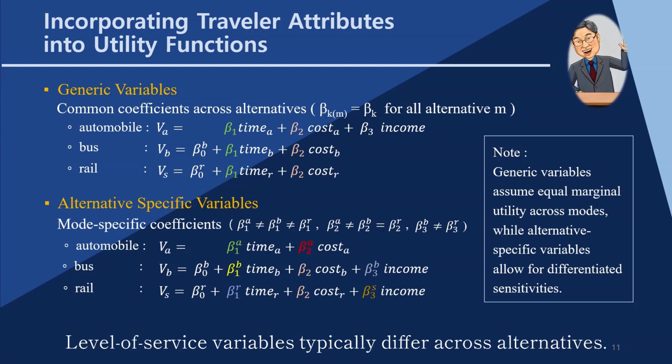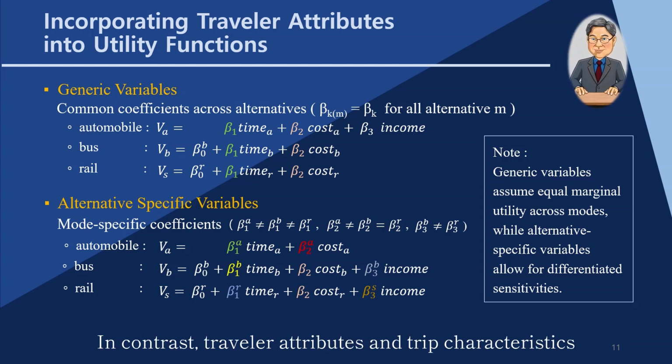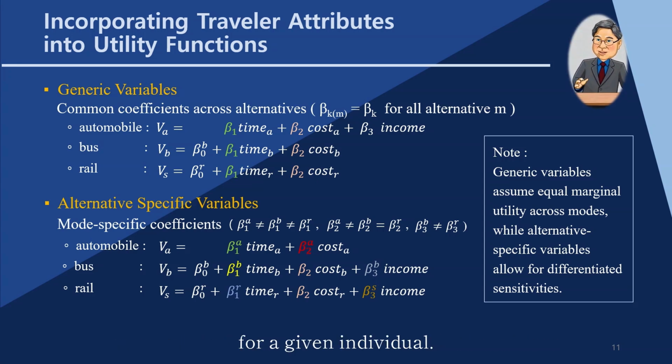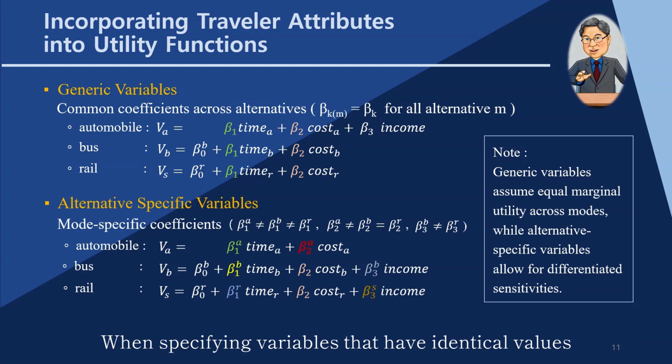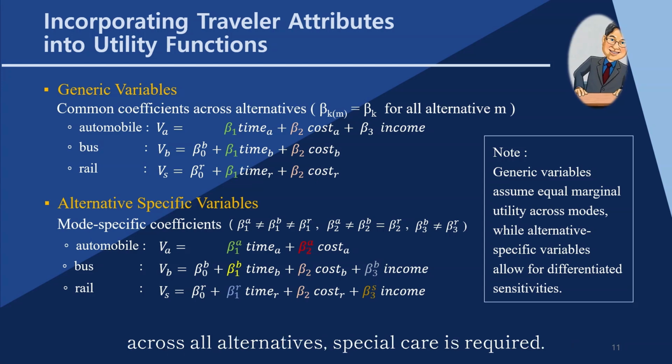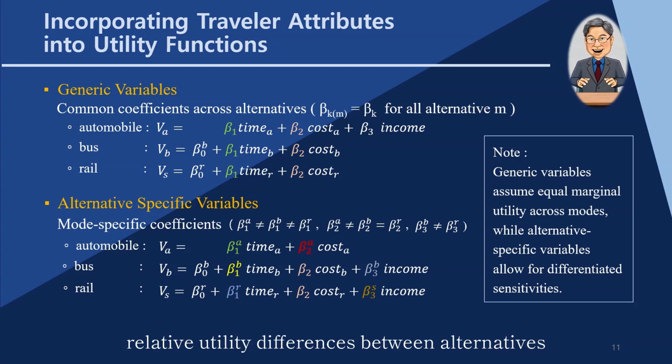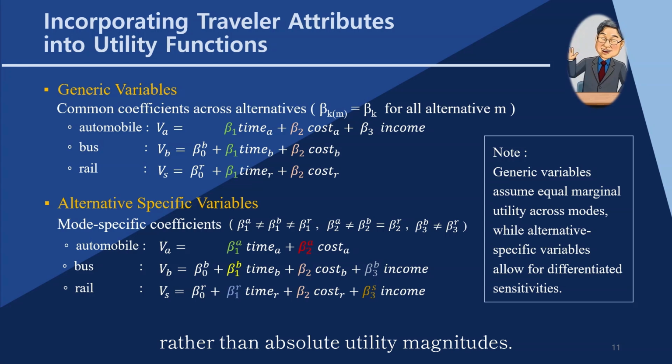Level of service variables typically differ across alternatives. In contrast, traveler attributes and trip characteristics usually take the same value across all alternatives for a given individual. When specifying variables that have identical values across all alternatives, special care is required. In the Logit model, choice probabilities depend on relative utility differences between alternatives rather than absolute utility magnitudes.